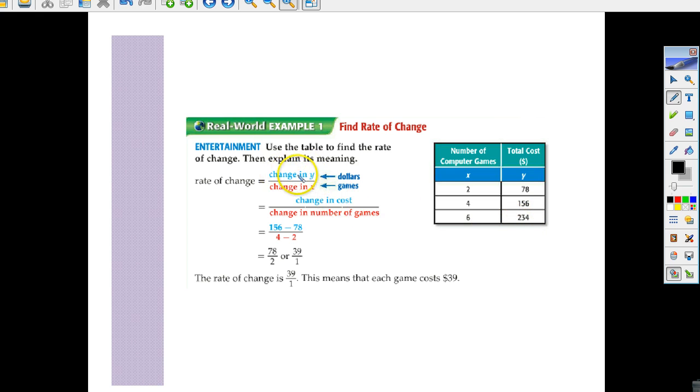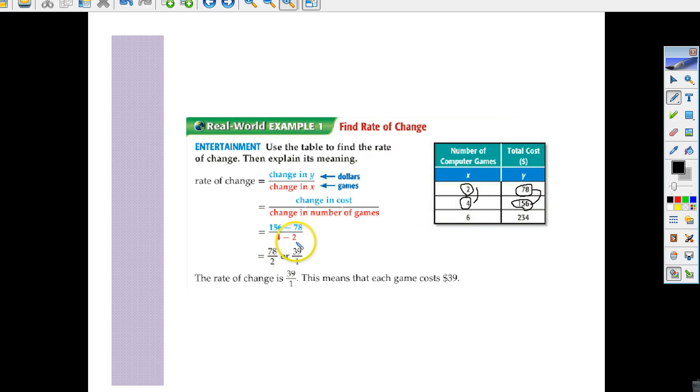Okay, so the change in y, the dollars, over the change in x, games. The change in cost over the number of games. So you can actually do any one of these. In the textbook here, you have 156 minus 78 for the change difference from here to here. Subtract the change from 4 to 2. So if you choose these two, make sure it's the right one for the x as well. You can't do 156 minus 78 and then do 6 minus 2. It has to be the same consistency.